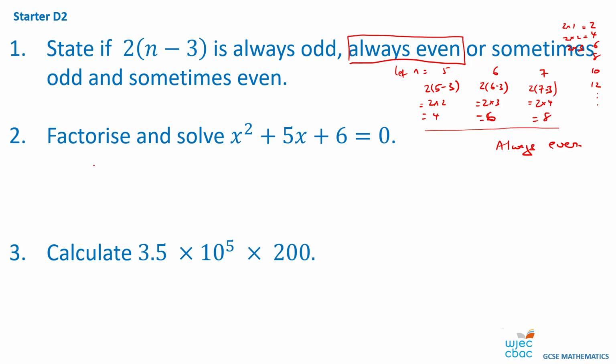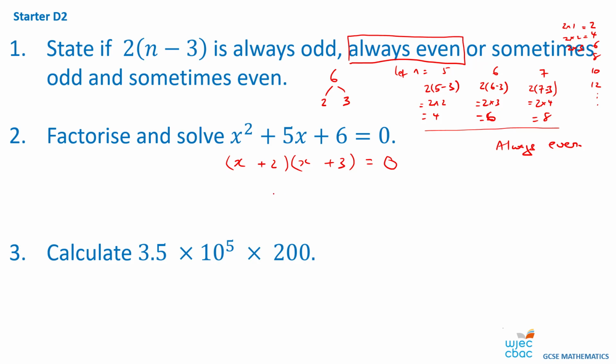Question number 2. Factorize and solve this equation. We know it's quadratic. We've got our x squared, so we're going to have 2 brackets when we solve this. So we've got x times x. There's no coefficient of x squared, which makes it much easier. Then we take our 6 and look for factors of 6 that will combine to give us 5. 2 and 3. 2 times 3 gives me 6. 2 plus 3 gives me 5. Perfect. Plus 2 and plus 3.